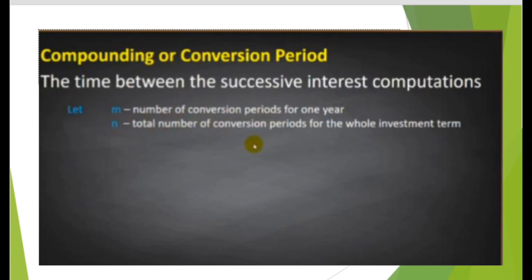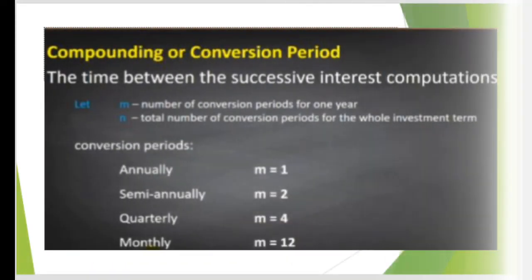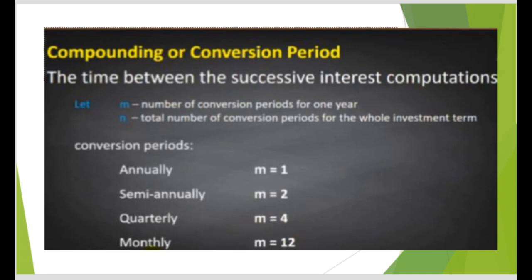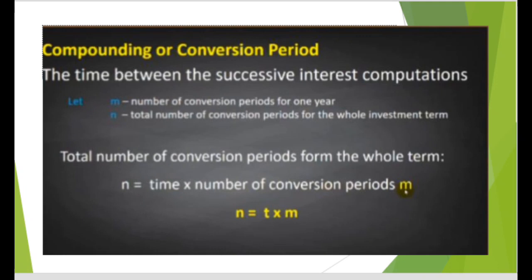So, let M be the number of conversion periods for 1 year, then N the total number of conversion periods for the whole investment term. If the conversion period is annually, M is equal to 1; semi-annually it's 2; quarterly means M equals 4; and monthly M is equal to 12. So, if we want to get the total number of conversion periods, we just need to multiply time T and the number of conversion periods M.